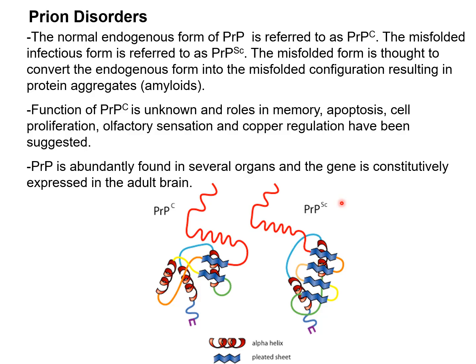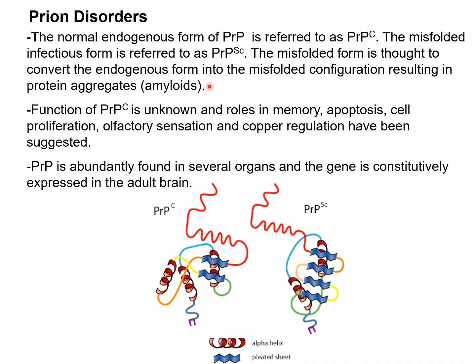So this misfolded form is thought to be bad. It's the bad apple that basically makes the other apples become rotten. So it results in misfolding other PrPCs that we have into PrPSc. And once these proteins are misfolded, they aggregate and they form what we call amyloids.